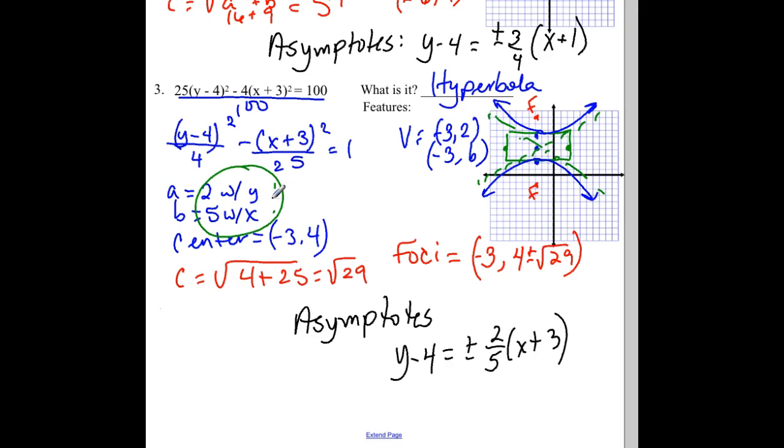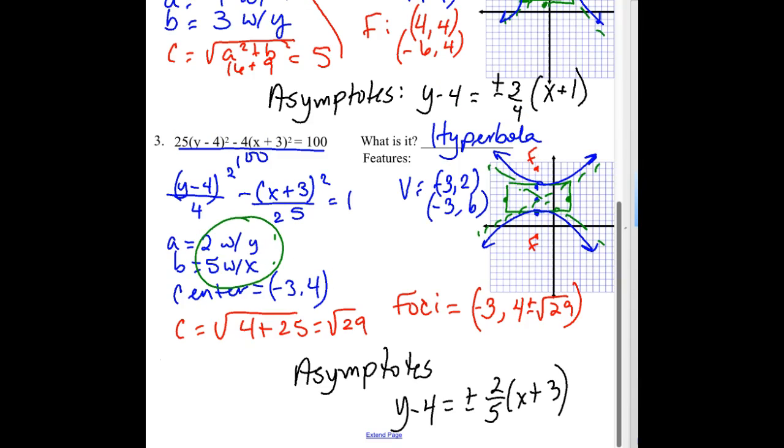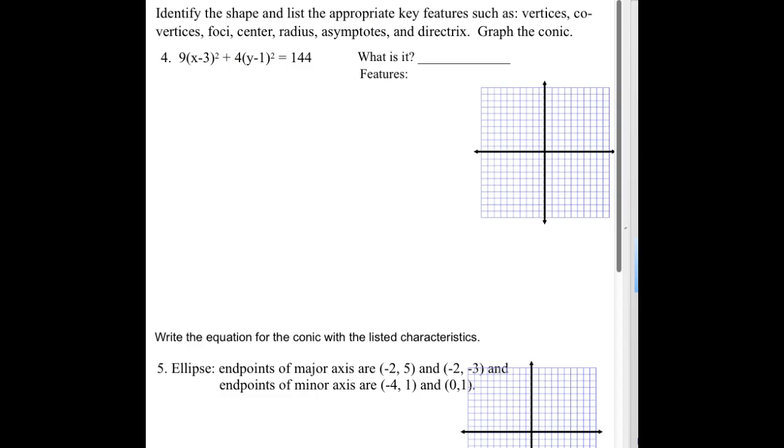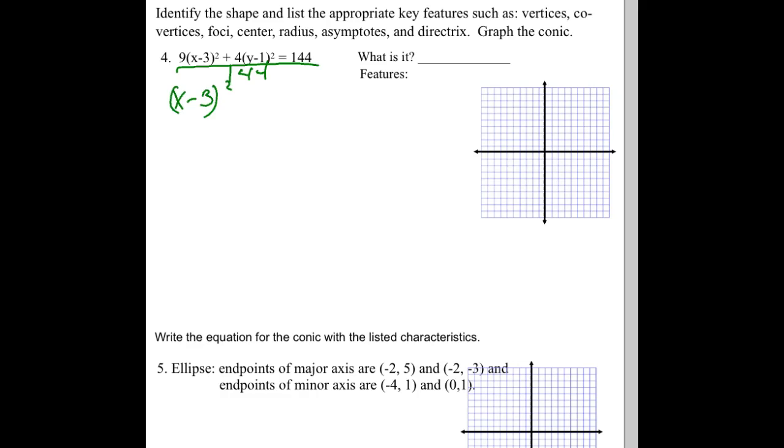Okay, let's work through number 4. What's my first step going to be? Divide out the 144. All right, so we have x minus 3 squared over what? 16. And then y minus 1 quantity squared over 36 equaling 1. All right, so what shape is it? It's an ellipse. We know that because of the plus sign in there.